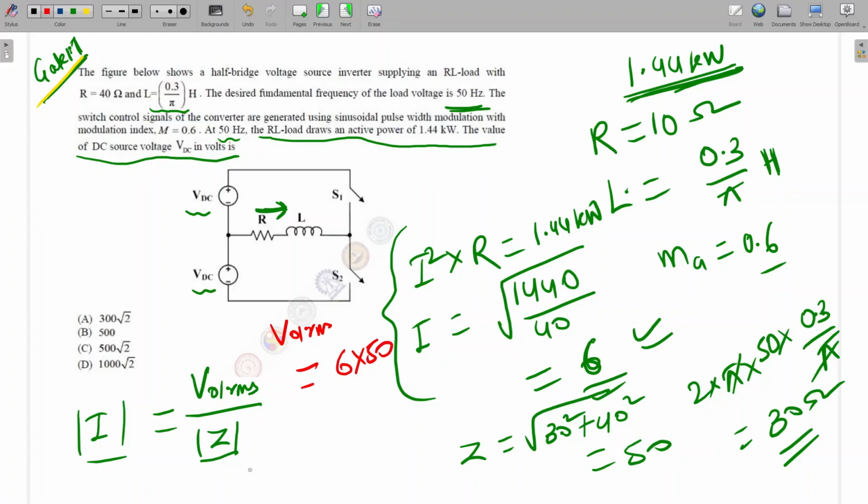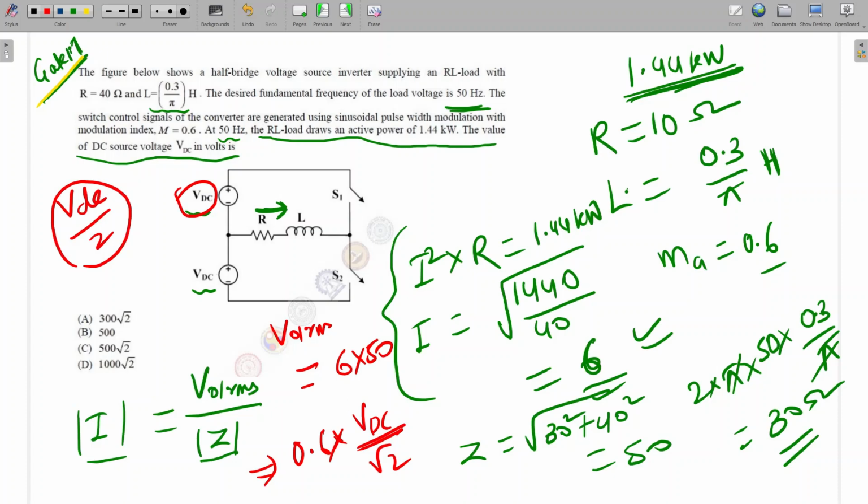But what is the V01 RMS formula? That is M into VDC divided by root 2. Not VDC by 2, because here this VDC itself is given. So here we have to consider VDC only. Here we have to be careful.